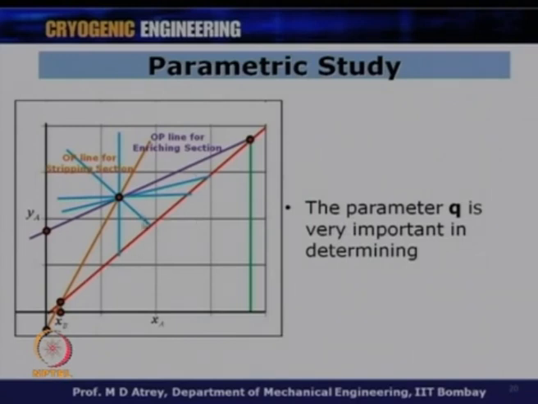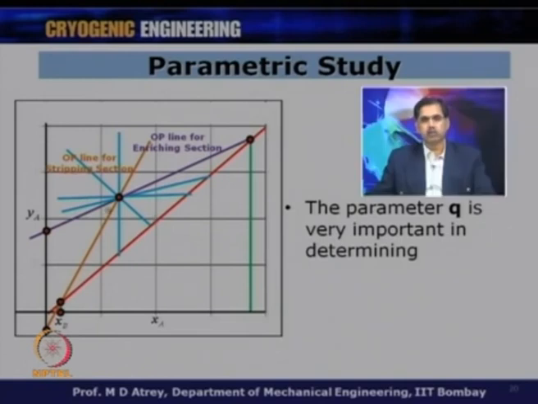The number of plates in the enriching section and the number of plates in the stripping section can change depending on the slope of this Q line, and therefore it is very important that this parameter also has to be taken into account as a very important parameter to decide the number of plates both in the enriching as well as the stripping section.